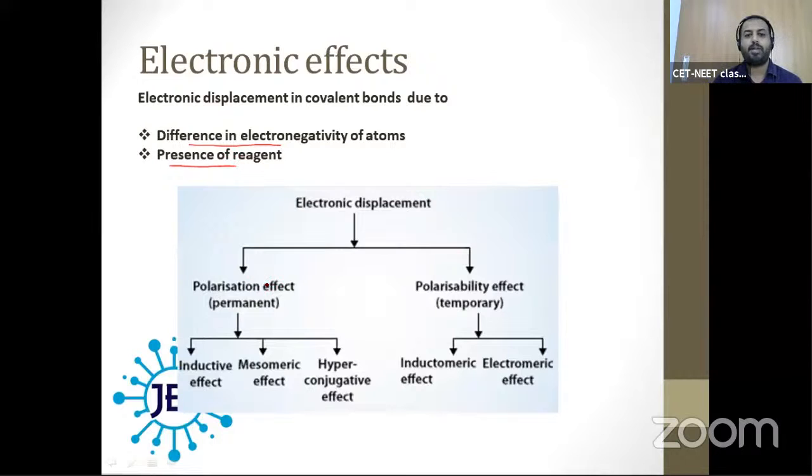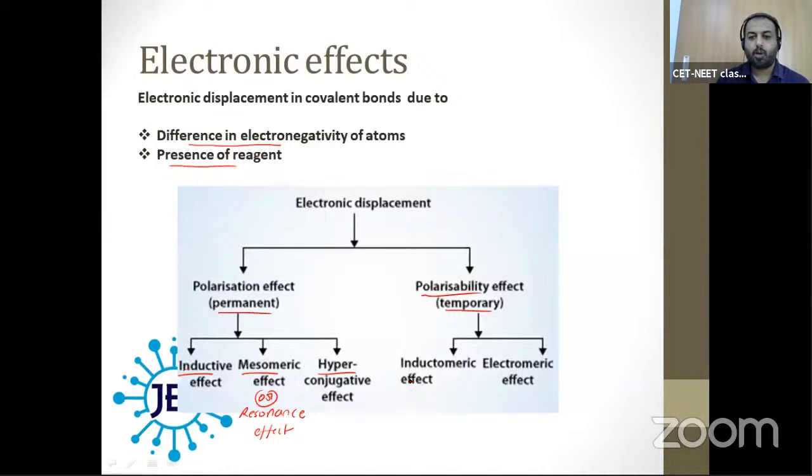You have permanent effects, also called polarization effects. You have what is known as the temporary effect, called the polarizability effect. Polarization effect, polarizability effect. Okay. Under permanent effects, you have three types: inductive, mesomeric (also called the resonance effect), and hyperconjugation effect. Under temporary, you have the inductomeric effect and the electromeric effect.